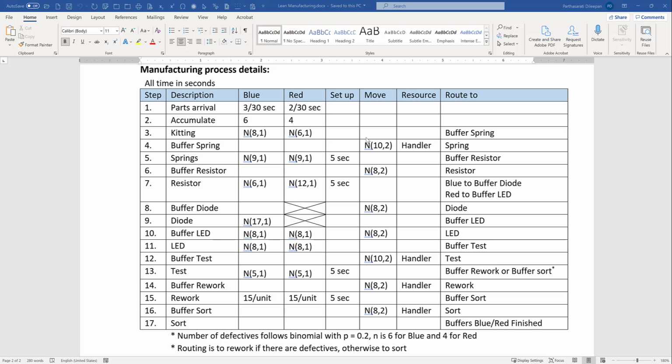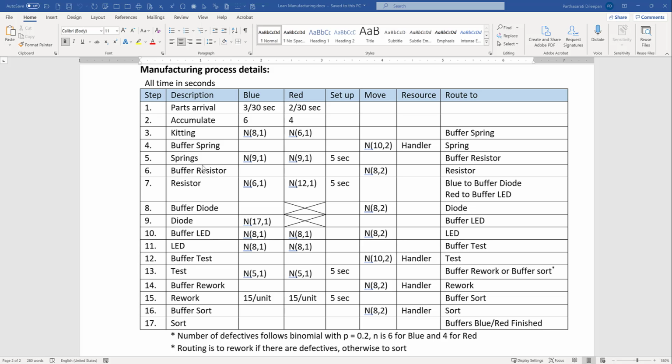So there is a move logic from the buffer to the spring buffer. Okay, a handler is needed to take those parts to spring. Okay, so then spring gets assembled. Now here it is a common processing time. So both blue and red take the same amount of time, and there is a setup time of 5 seconds at that station.